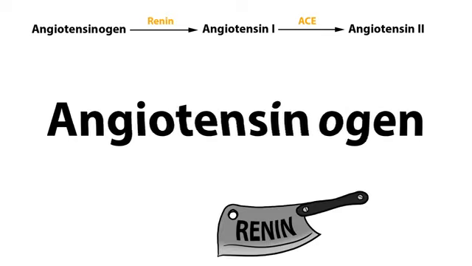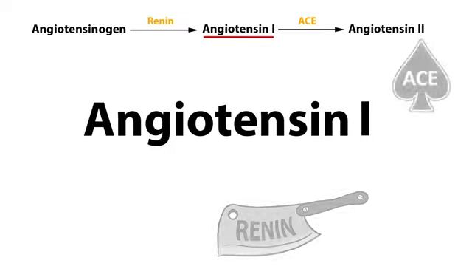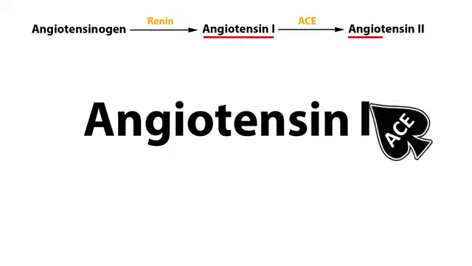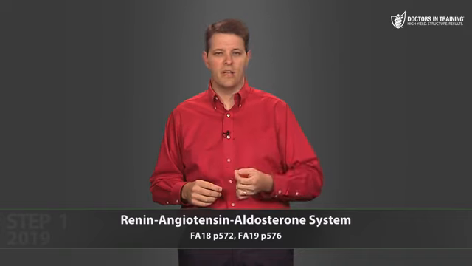Then, what does renin do? Well, renin is an enzyme that cleaves angiotensinogen into angiotensin 1. Then we need to convert angiotensin 1 into angiotensin 2. What enzyme does that? Well, it's called angiotensin converting enzyme, which is produced in the lungs as well as in the kidneys. So we've already seen three different organ systems involved in the renin-angiotensin-aldosterone system.